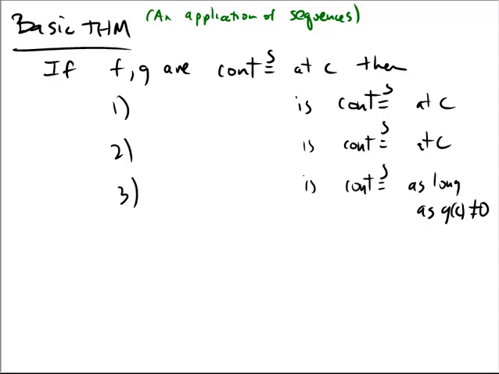If f and g are continuous at c, then it turns out that f plus g is continuous at c, f multiplied by g is continuous at c, and as long as g of c is never equal to 0, we also get that f over g is continuous at c. Again, as long as g of c is never equal to 0, not allowing us to get a denominator of 0. So let's do a short little sequence proof of the sum fact.